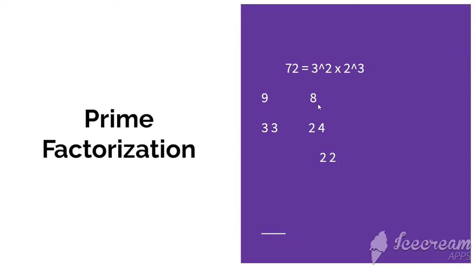But over here, the two numbers that you multiply to get to 8 are 2 and 4. This is a prime factor, but this isn't. So we have to split that up. So the two numbers you have to multiply to get to 4 are 2 and 2. And so all of these are prime factors. And so now we have 3² times 2³.